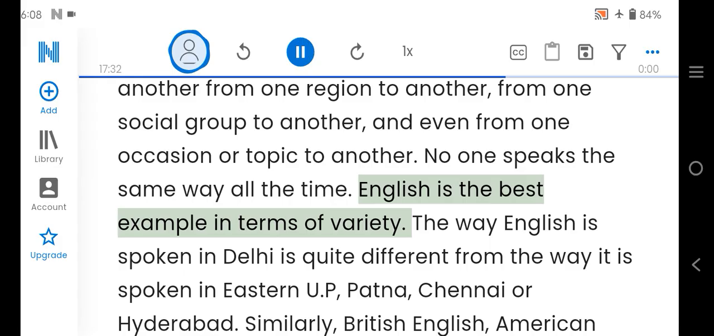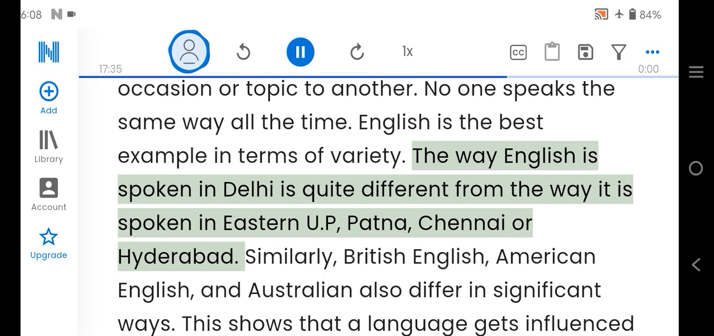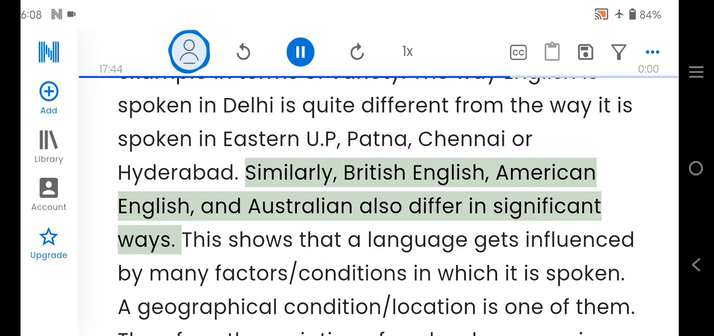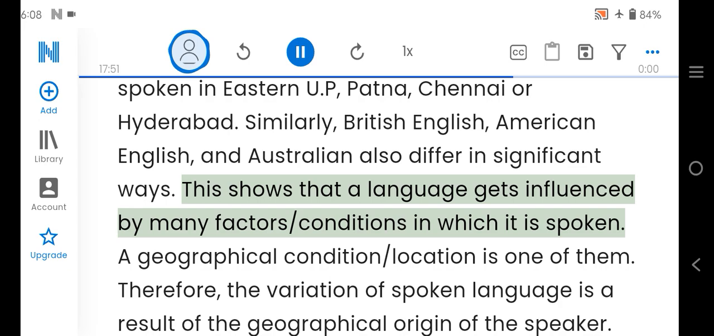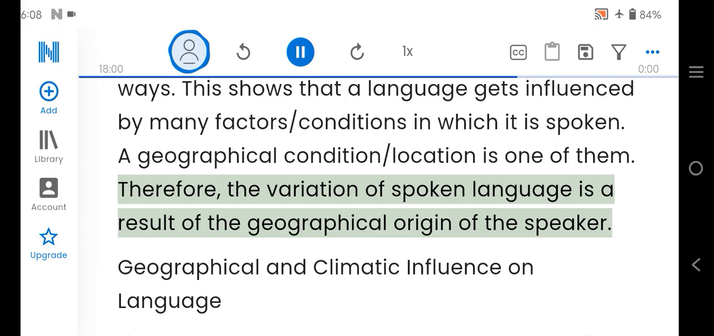English is the best example in terms of variety. The way English is spoken in Delhi is quite different from the way it is spoken in eastern UP, Patna, Chennai or Hyderabad. Similarly, British English, American English, and Australian English also differ in significant ways. This shows that a language gets influenced by many factors, conditions in which it is spoken. A geographical condition, location, is one of them. Therefore, the variation of spoken language is a result of the geographical origin of the speaker.